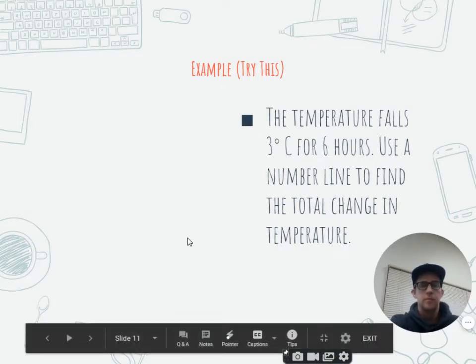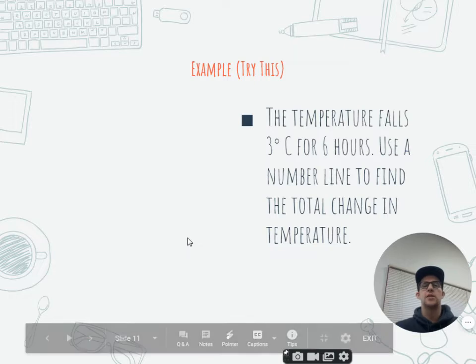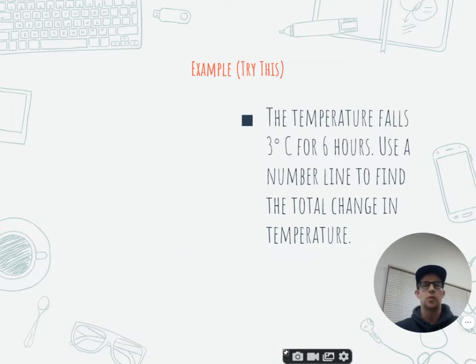Or another one. The temperature falls 3 degrees for 6 hours. Use a number line to find the total change in temperature. So you could look at it like a repeated subtraction problem or repeated addition problem, or you could look at it like a multiplication problem. But you can use a number line, which is a visual way of showing that. So if it falls 3 degrees for 6 hours, and you need to find the total change in temperature, your total change should have been 18 degrees.